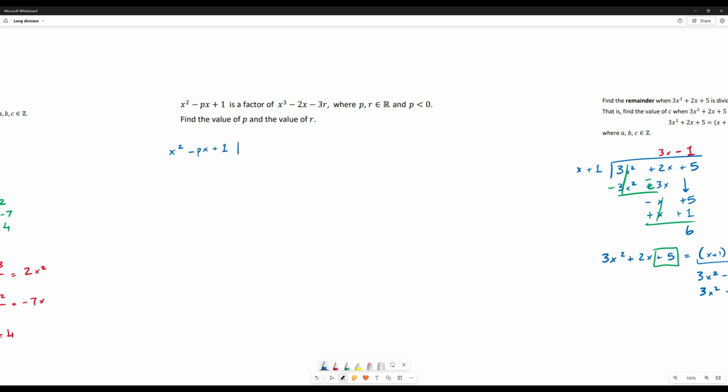We do this. Now you'll notice there's no x squared term, so I'm going to put that in myself. That wasn't just something I said for the junior cycle people. That is what we do.